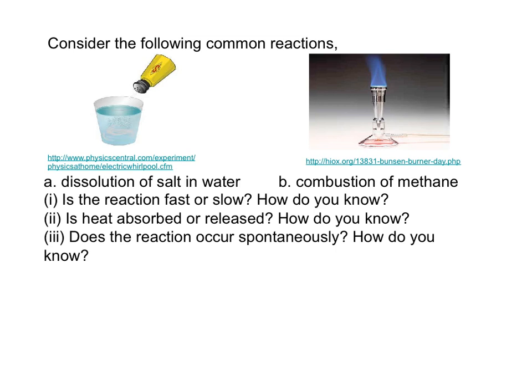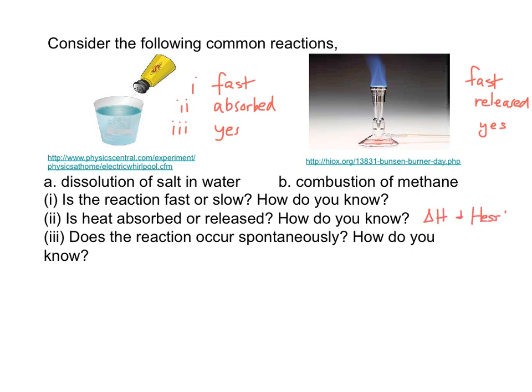You've seen these reactions before, so stop the video and answer these questions. And the answers are: both reactions are fast because we can see them occur before our eyes. Heat is released by the methane combustion reaction. Place your hand over the flame and it feels hot. When salt dissolves in water, Hess's law tells us heat is absorbed by that reaction. Also, when you put your hands around the cup where you're adding salt, the cup will start feeling colder.